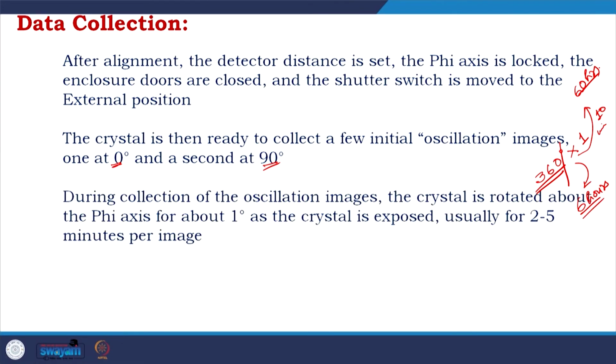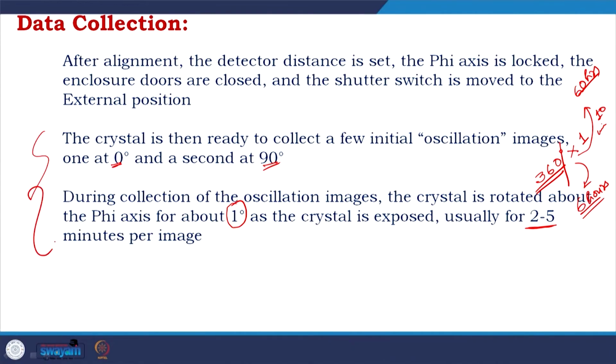During collection of the oscillation image, the crystal is rotated about the phi axis for about 1 degree. This also depends on you. You could make it 1 degree, 0.5 degree, 0.25 degree. It is depending on you. The crystal is exposed on average 2 to 5 minutes per image, but that also depends on how your crystal is diffracting. So, this part you actually need expertise.